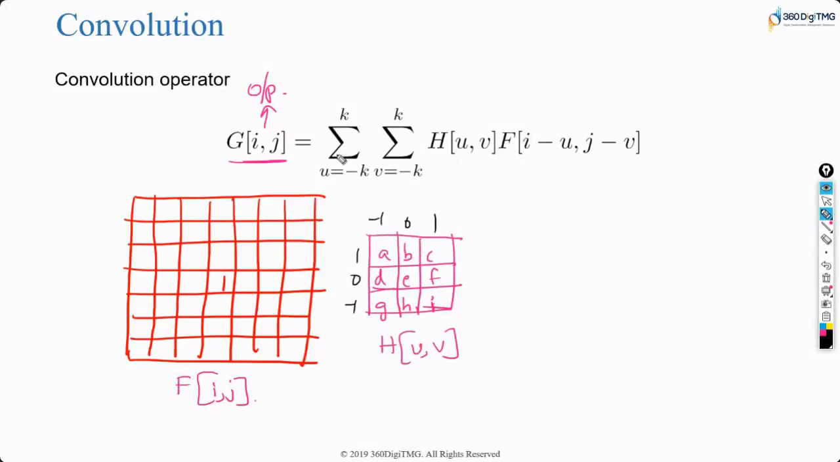Okay. So when I take u, u will be from -1 to 1. v will be from -1 to 1. And then you have this function. If I take u as -1 and v as -1, what happens is -1, -1 is g. So you multiply g into f of i minus u and j minus v.